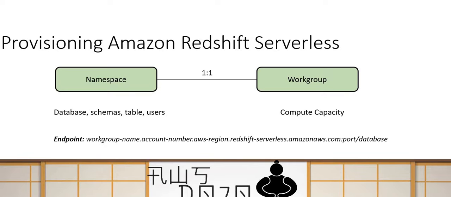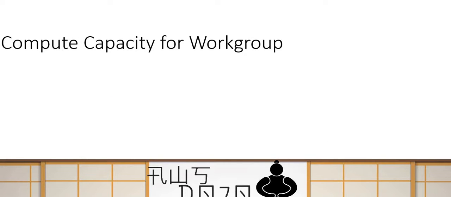So keep these two components in your mind: you configure a namespace and a workgroup to set up a data warehouse with Amazon Redshift Serverless, and workgroup is where you configure your compute capacity. So what is the compute capacity for a workgroup going to look like? How do I configure my workgroup compute capacity, or in reverse, my data warehouse compute capacity?